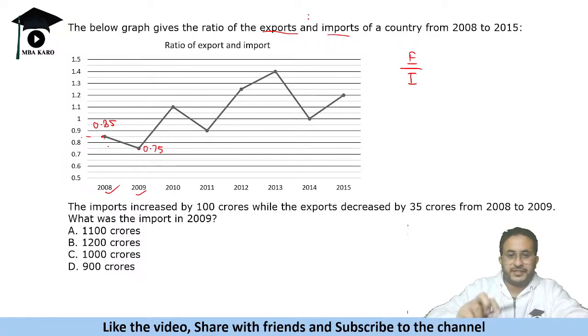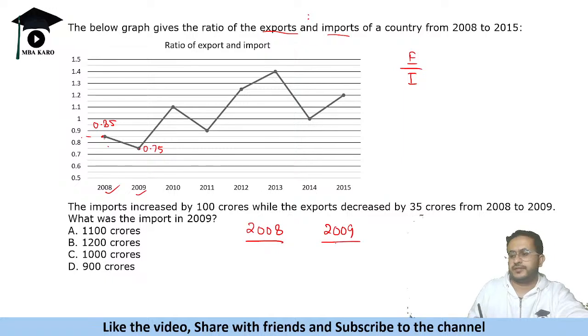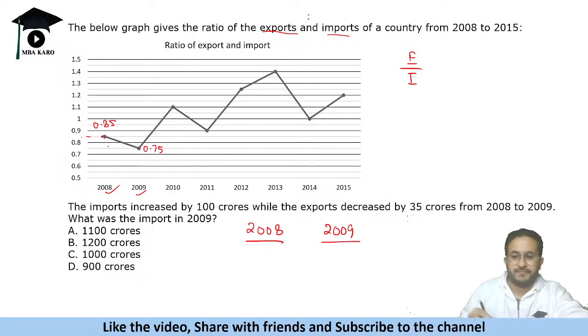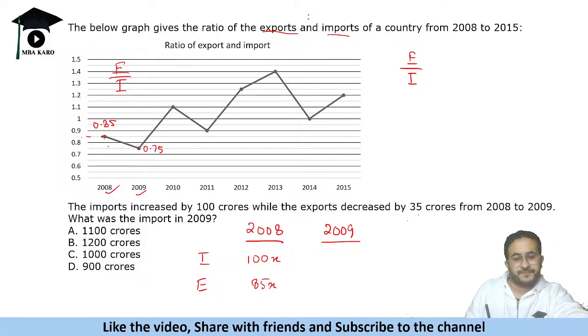So how do we find this? Okay. So let us say 2008 and 2009. This is like solving equations in two variables. Okay. So import and export we need to find. So the ratio is 85% of export and import. Okay. Export upon import is given. So import, let us say it is 100x. So this would be 85x, isn't it?